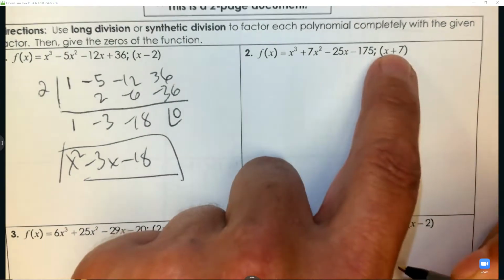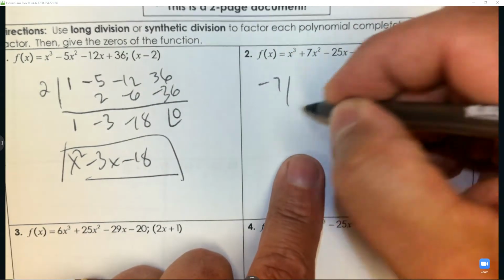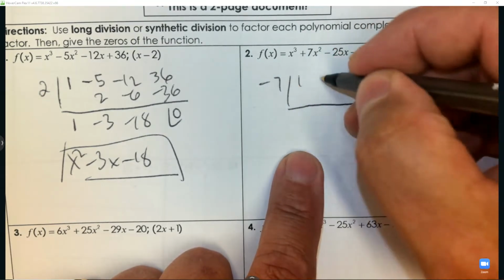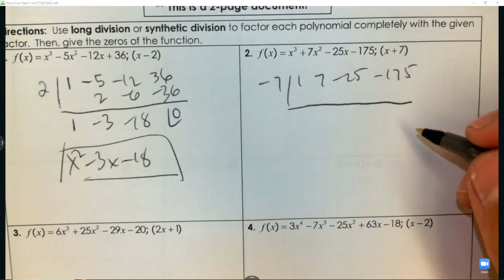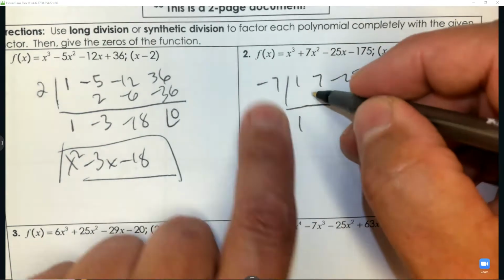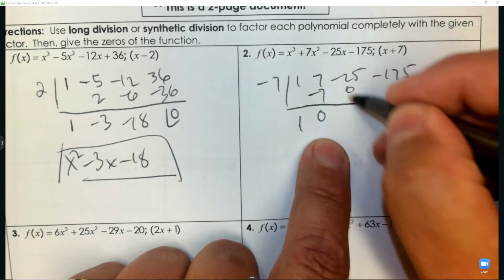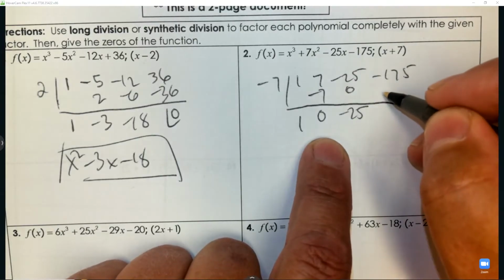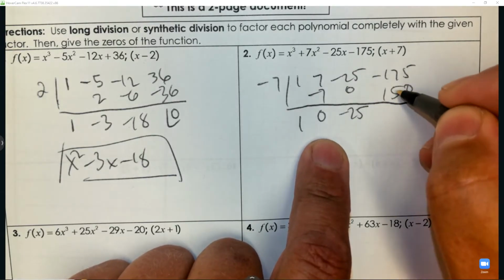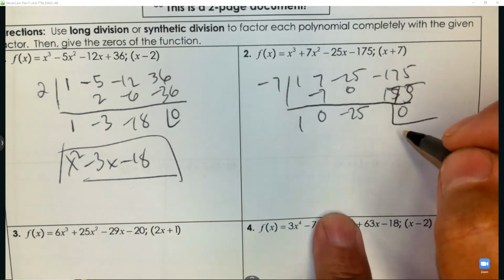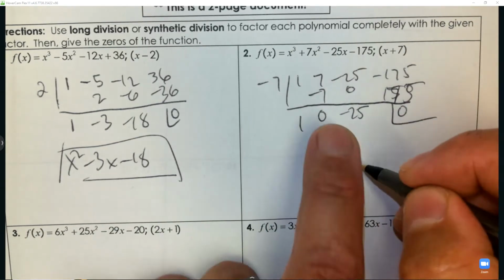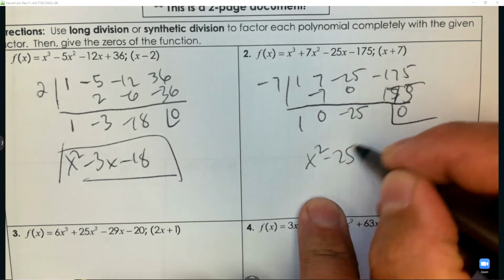Number 2, again, start with negative 7. Write down only the numbers. If there's a missing power, you need to include it. Drop the 1 down, multiply, add, multiply, add. What is that? That's 150, right? No. Is that 175? That is 175. So that means the remainder is 0. And that is 1x squared, no x's, minus 25.